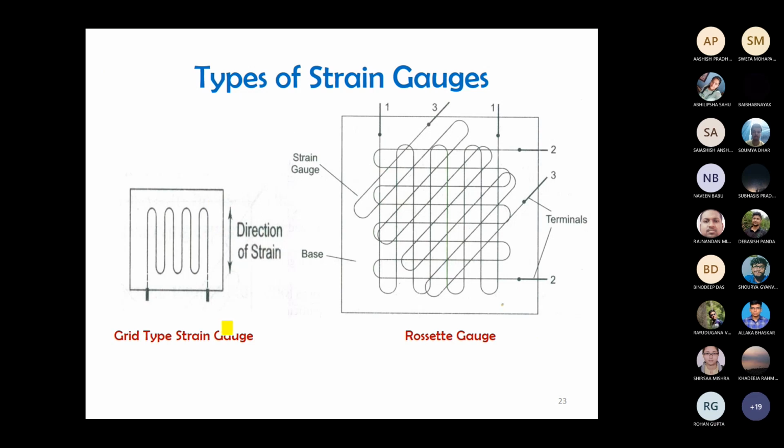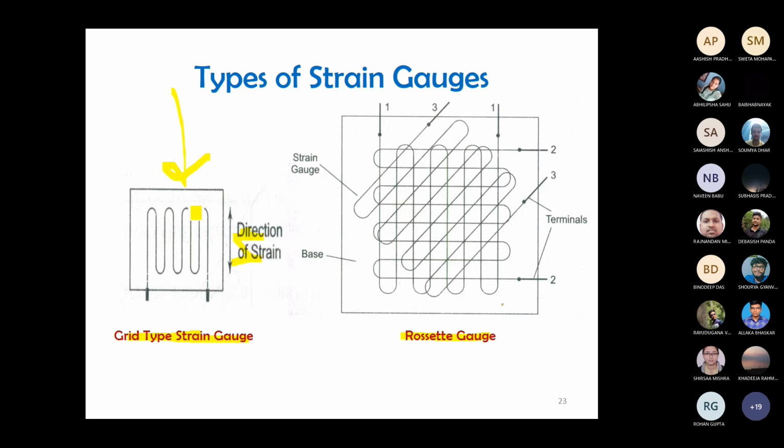So another two types of strain gauge are there. One is the rosette gauge, another one is the normal grid type strain gauge. Here you can see they are separated. The directions change due to forces. Pressure comes up and pressure comes down, so automatically their position changes, and due to their position, the deformation of that conductor happens.